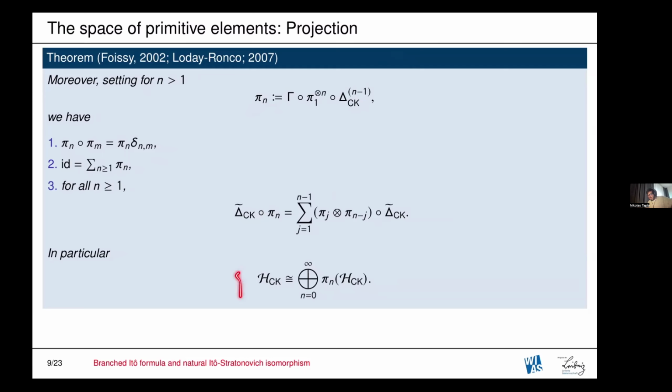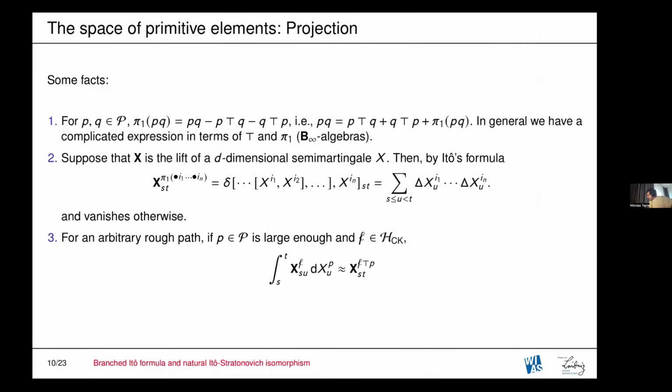And in particular, we actually get a full decomposition of the Connes-Kreimer Hopf algebra into subspaces that can be thought of as n tensors. So actually, you should think of this space here as P tensor n. So this is really decomposing the Connes-Kreimer Hopf algebra as words of primitive elements, modulo this natural growth operation. Okay, and this is going to be important actually for the Itô-Stratonovich conversion. Okay, so some interesting facts.